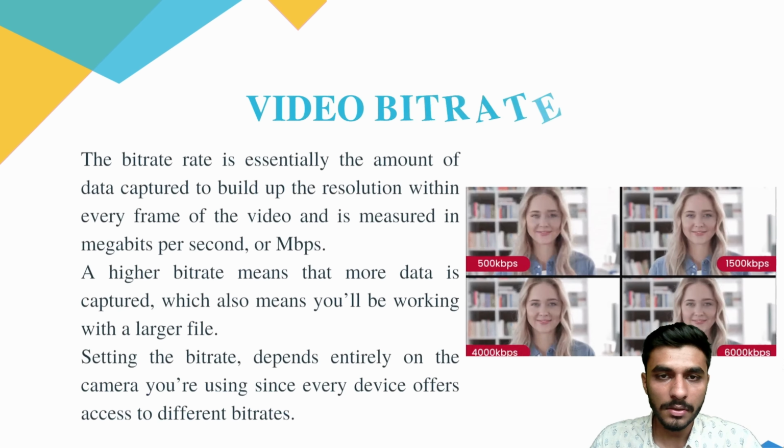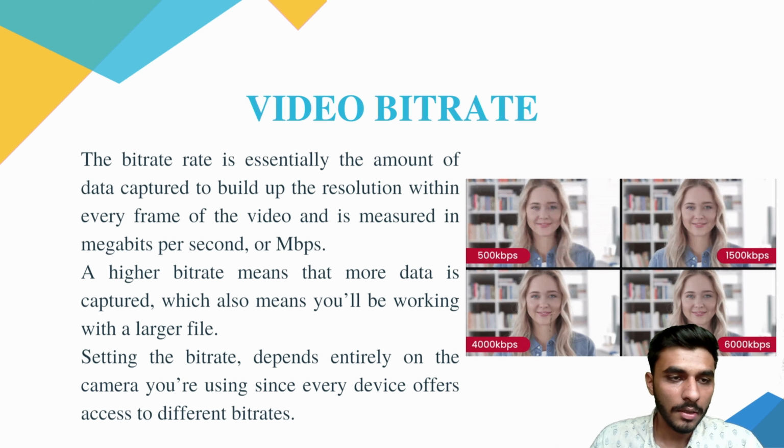The next setting is video bitrate. The bitrate is essentially the amount of data captured to build up the resolution within every frame of the video and is measured in megabits per second, or Mbps. A higher bitrate means that more data is captured, which also means you will be working with a larger file. Setting the bitrate depends entirely on the camera you are using, since every device offers access to different bitrates.